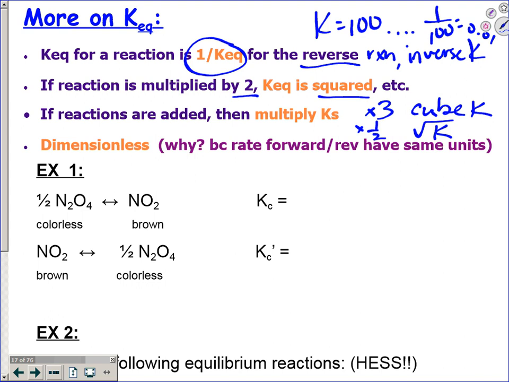If you add up reactions, then you're going to multiply the K values, because we're taking a certain number of reactants and a certain number of products and piling them together in the numerator and denominator, and everything in the numerator is multiplied, everything in the denominator is multiplied, therefore we are multiplying the K's.